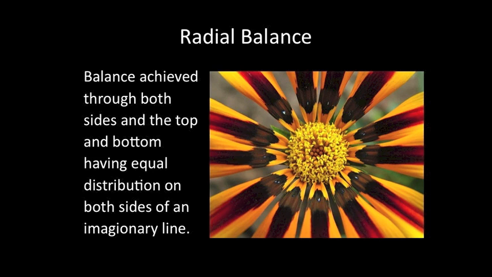The third way to achieve balance in a work of art is to have both the sides and the top and bottom have equal distribution on both sides of an imaginary line. Therefore, if you cut this image in half, both vertically and horizontally, all sections would be the same. They would mirror each other completely. This is known as radial balance.